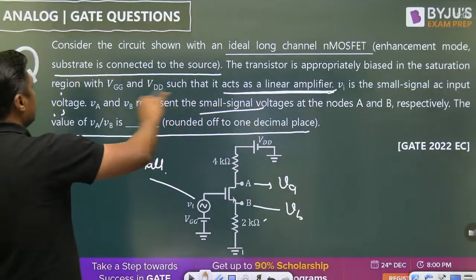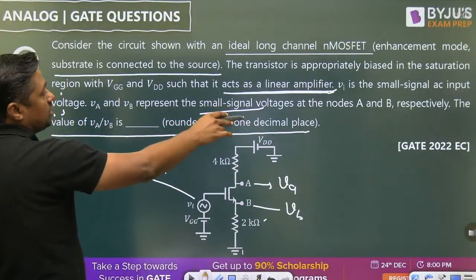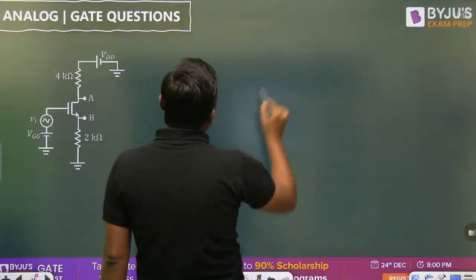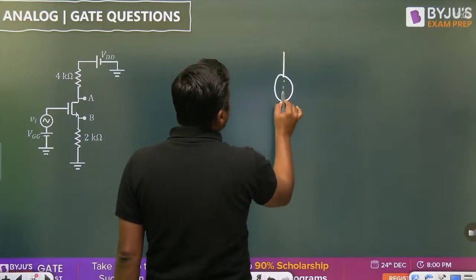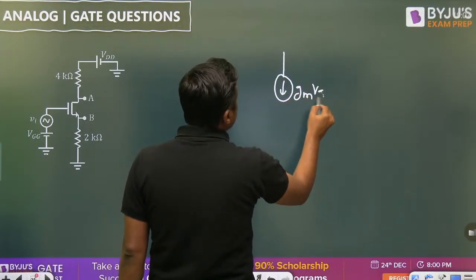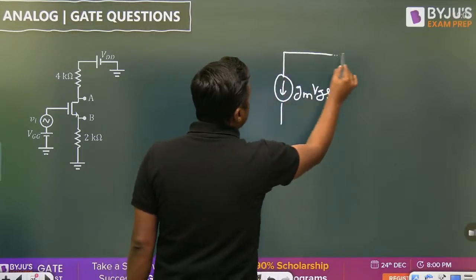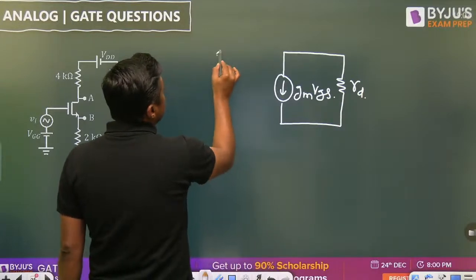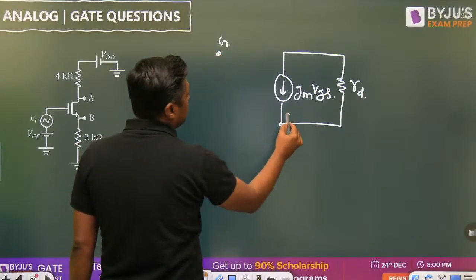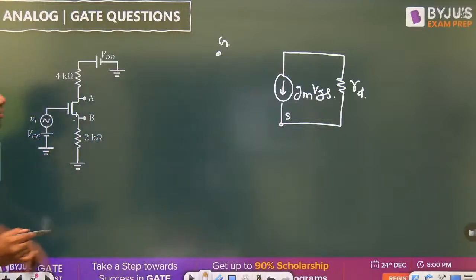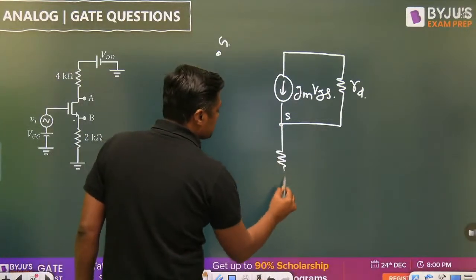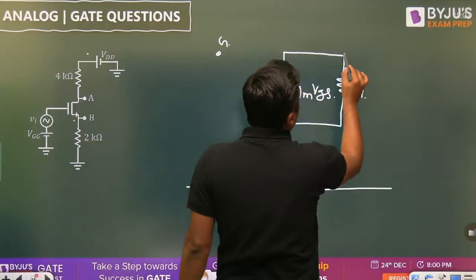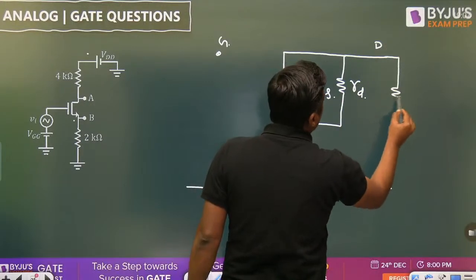A small signal AC input, VI, and VA and VB respectively, small signal voltages at node A and B. Then you can draw a small signal model like this. Let this be the GM VGS, and that is RD, the drain resistance. This is the gate terminal, this is the source terminal. From source to ground 2 kilo ohm is connected. That is the ground. And from drain to ground 4 kilo ohm is connected. This is the drain.